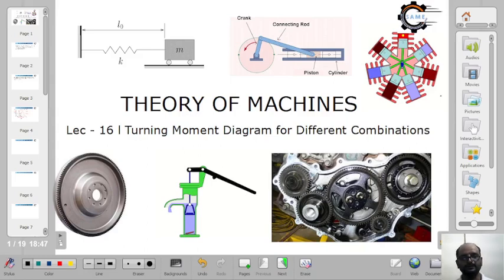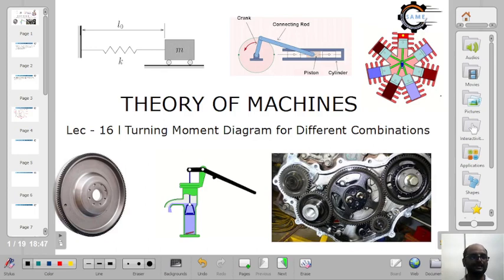Good morning, friends. Today we will see the turning moment diagram for different combinations. In the last lecture, we have seen the turning moment as a function of theta. That thing we have seen in the last class, right? Now we will take the discussion further and see how the turning moment diagrams come for different combinations, how they vary with respect to the crank angle. That we will see in today's class.